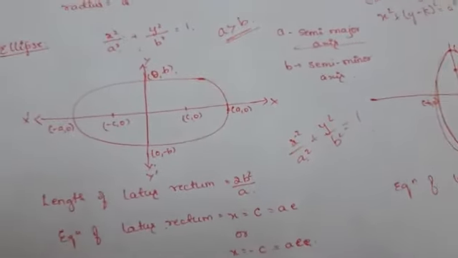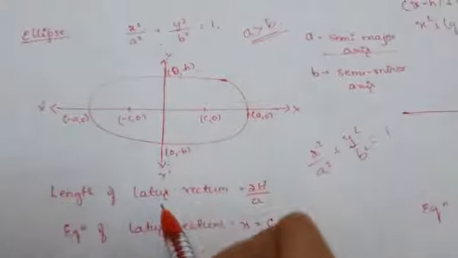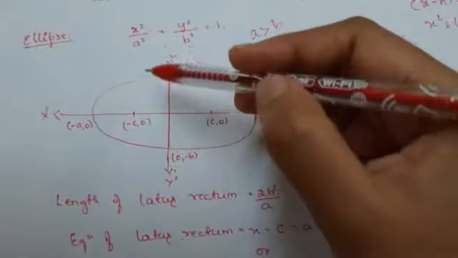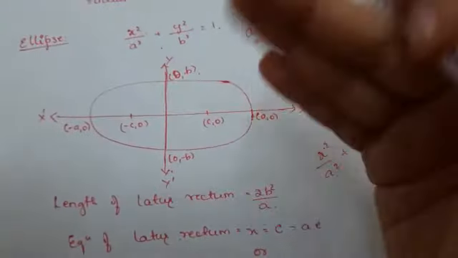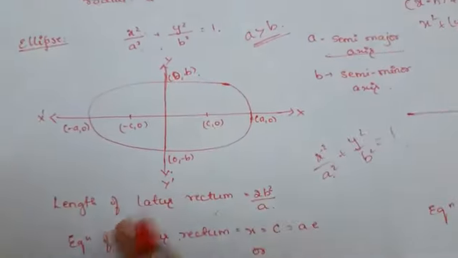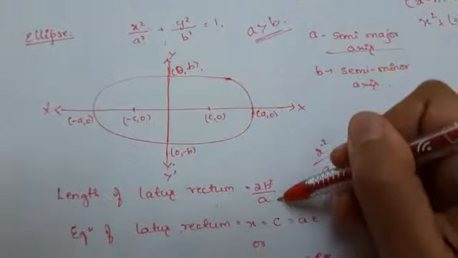So the basic thing which we need to think about here is the latus rectum. What is the latus rectum? It is a line which passes through the focus perpendicular to the major axis, and then it is called a latus rectum. The length of the latus rectum here is 2b square by a.